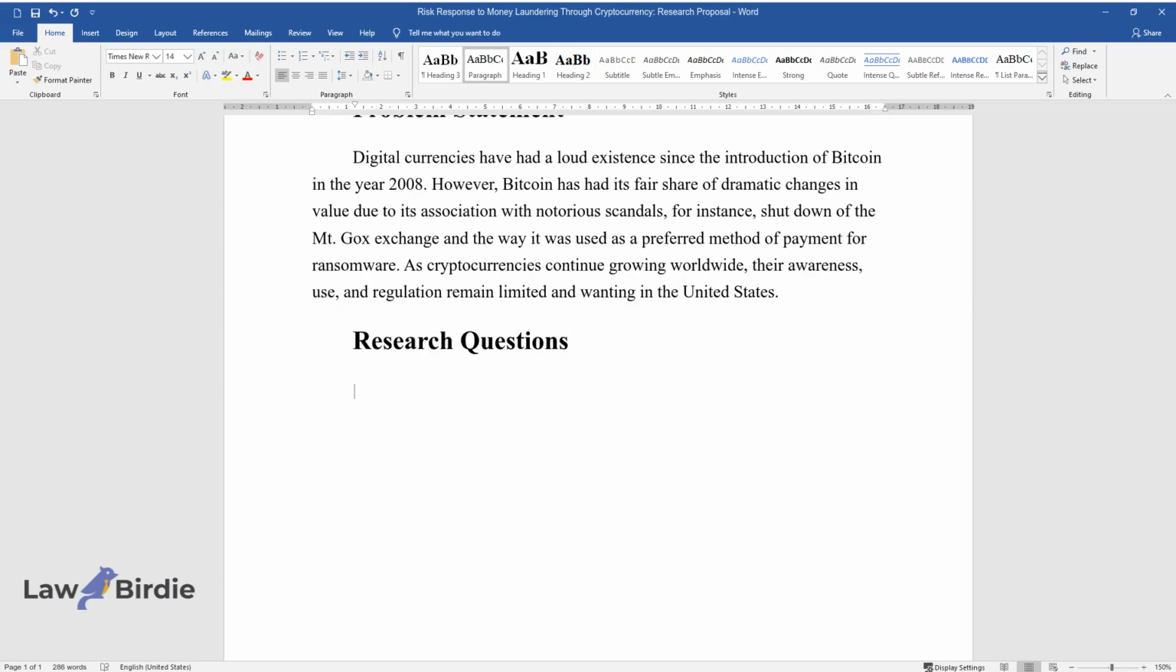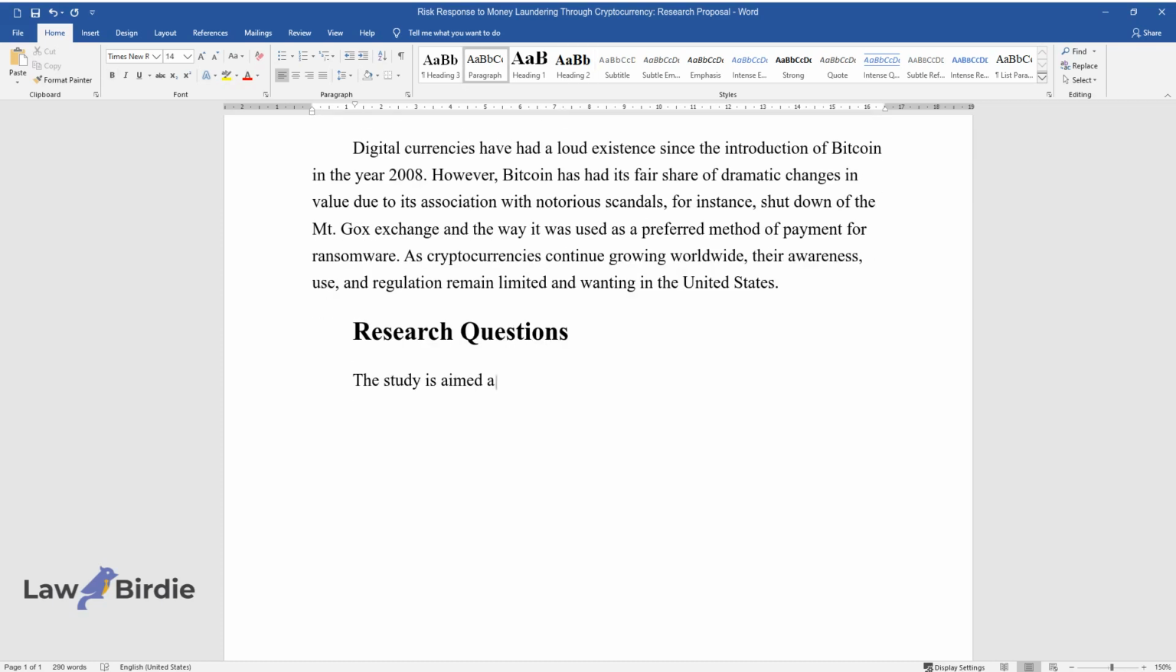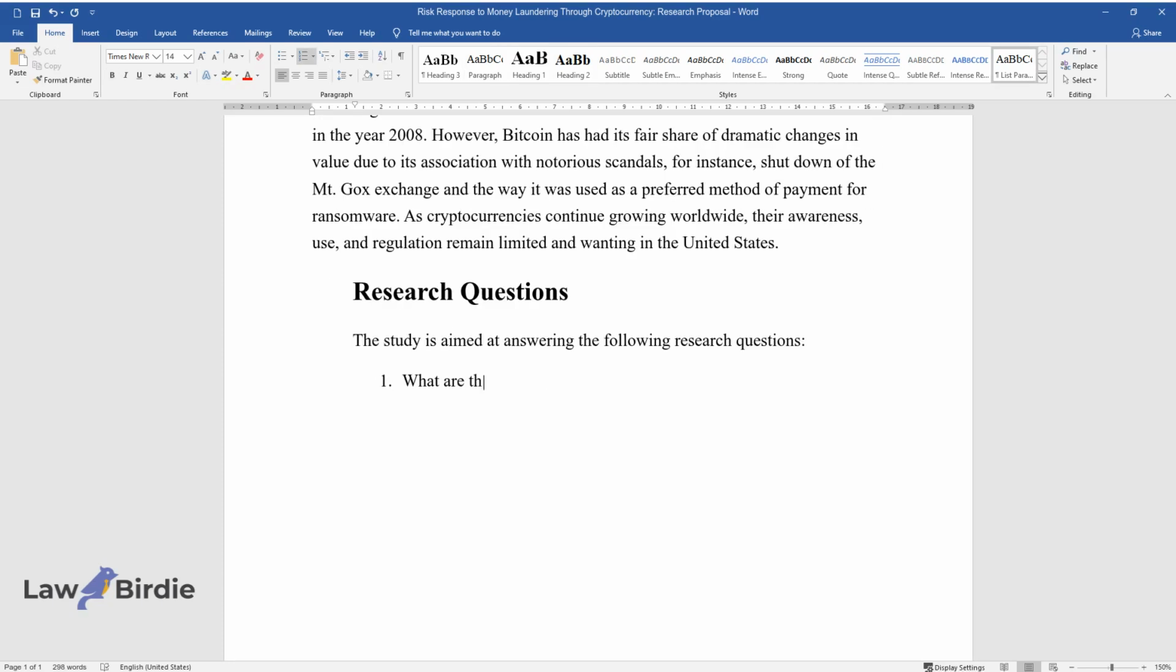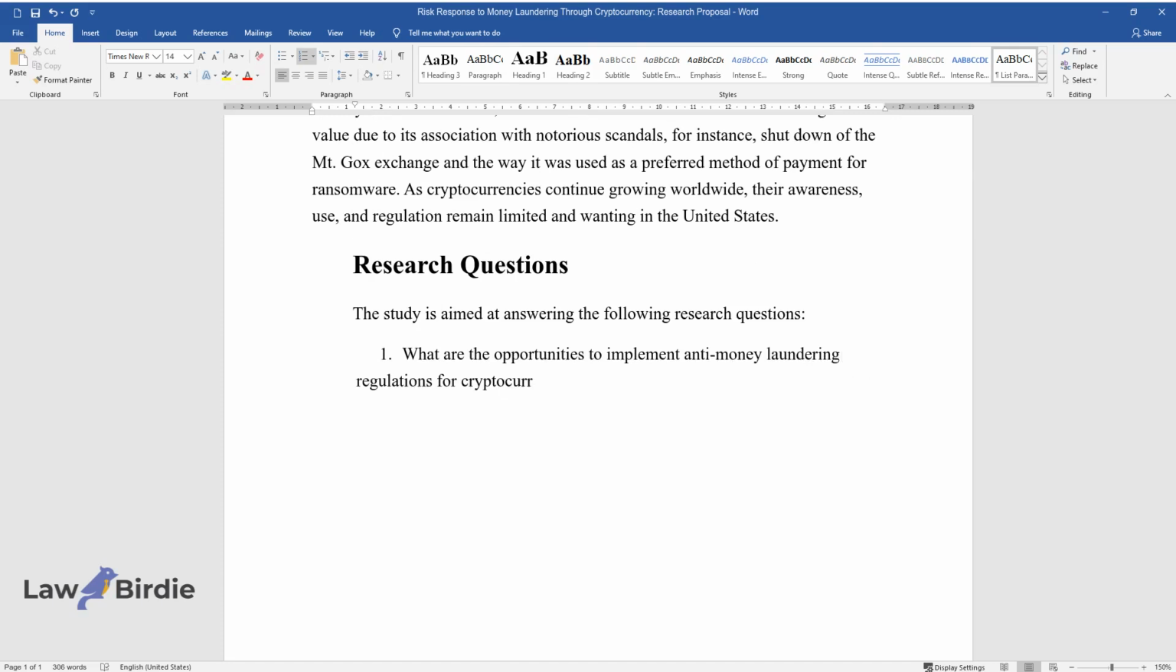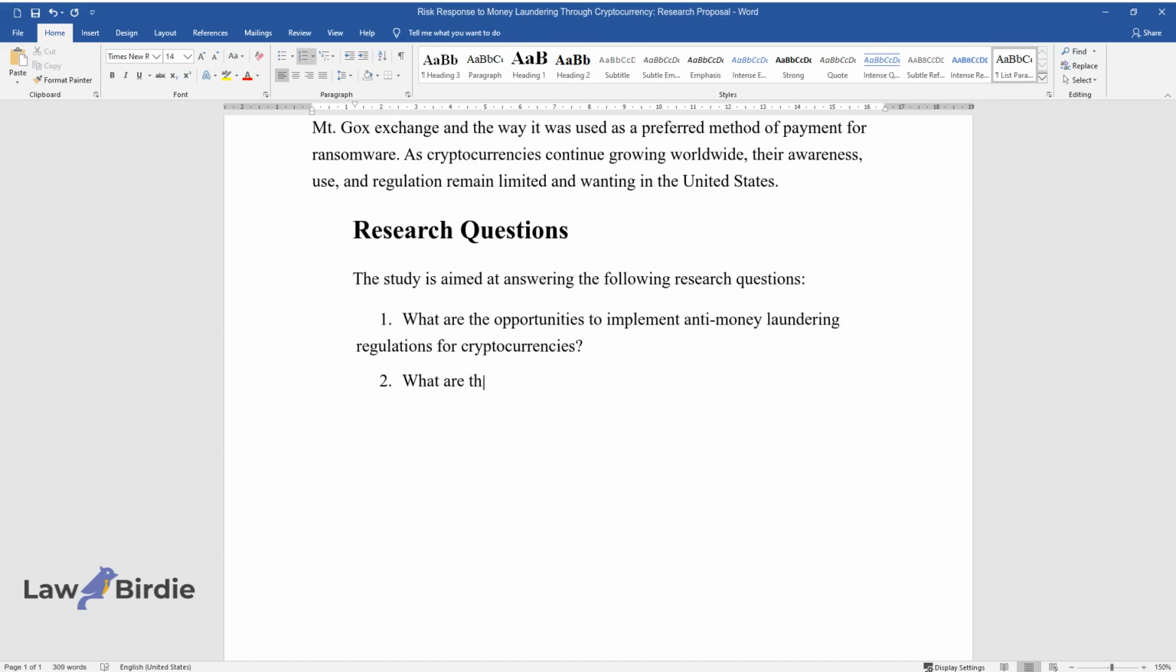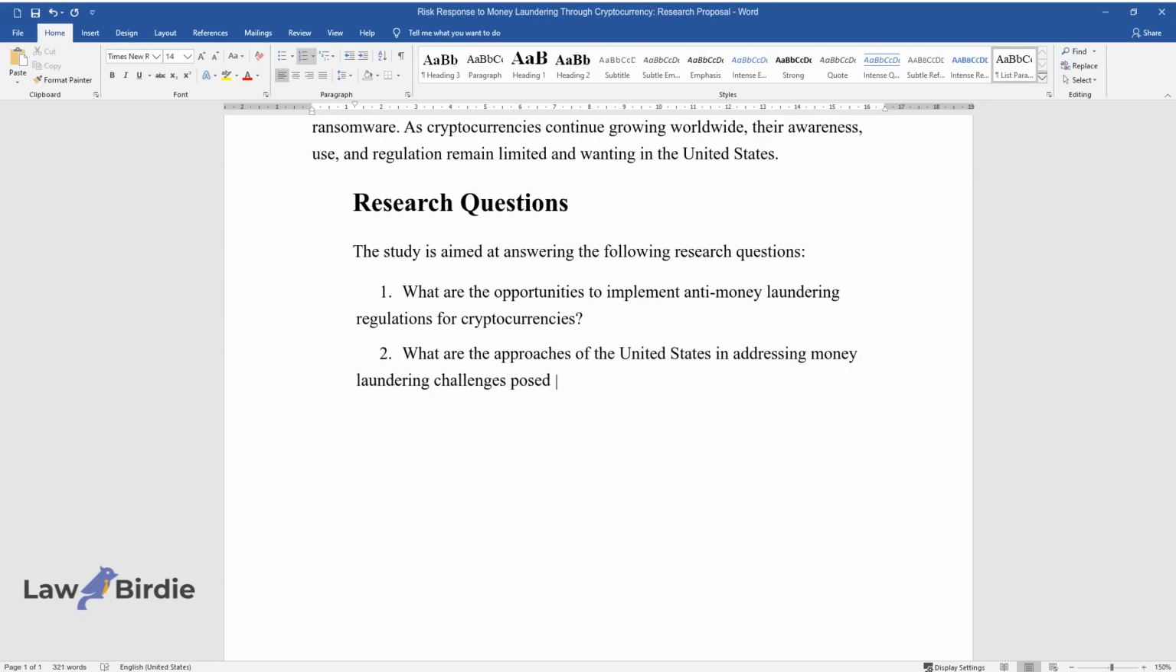Research questions. The study is aimed at answering the following research questions. What are the opportunities to implement anti-money laundering regulations for cryptocurrencies? What are the approaches of the United States in addressing money laundering challenges posed by cryptocurrency?